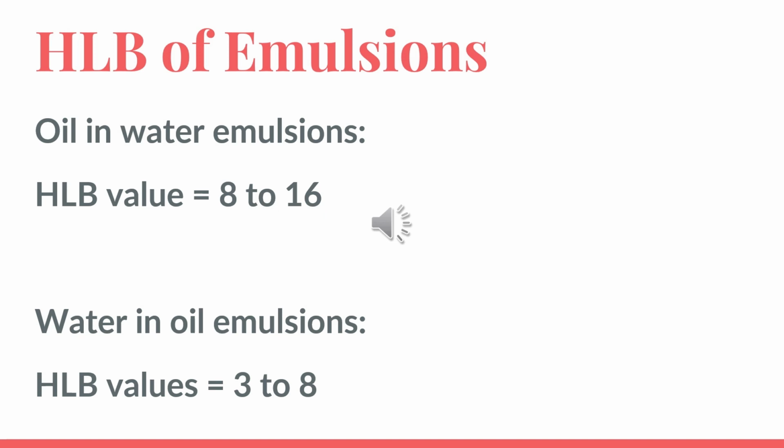And take the example of water in oil emulsion. The dispersion medium in a water in oil emulsion is oil. So the water in oil emulsion will be lipophilic in nature. A lipophilic substance has a low HLB value. Here the low value is 3 to 8.